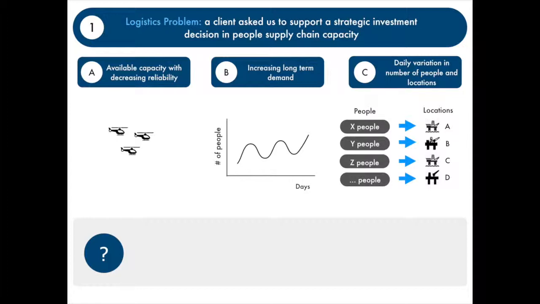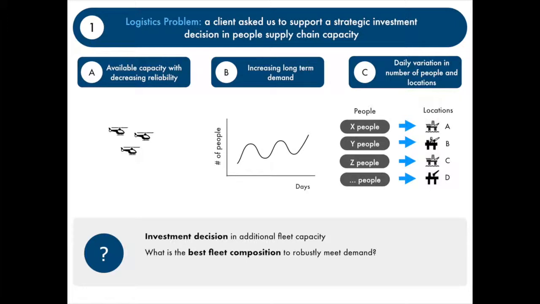And what would be an optimum fleet composition? Would it be better to have a few large aircrafts or more smaller ones? To make matters worse, the company's management was not convinced that the existing capacity was fully utilized and challenged the team on the need for additional capacity. We were asked to help with a data-driven approach.